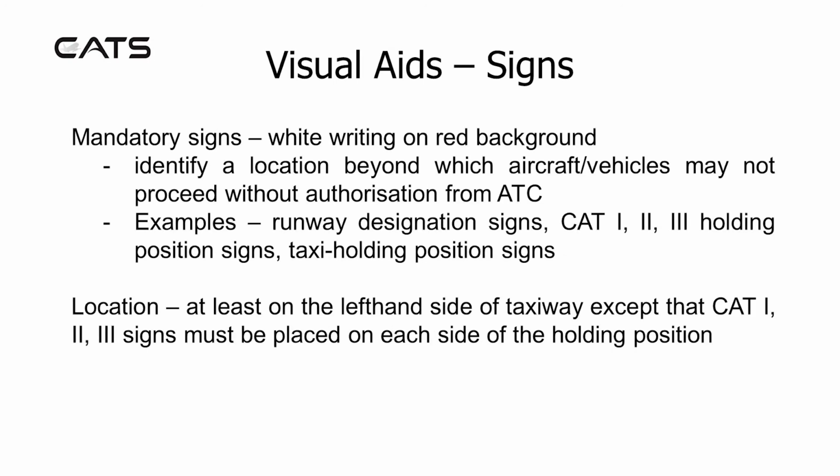Visual aids signs. Mandatory signs are white writing on a red background. They identify a location beyond which aircraft vehicles may not proceed without authorization from ATC. For example, runway designation signs, Cat 1, 2, 3 holding position signs, taxi holding position signs. Location, at least on the left-hand side of the taxiway, except that Cat 1, 2 and 3 signs must be placed on each side of the holding position.